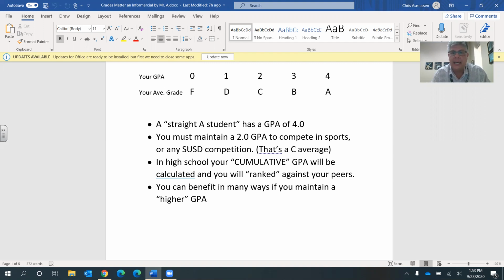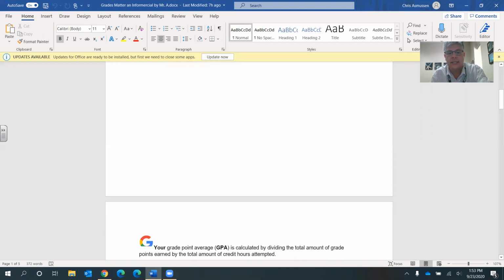So you might get, here at Mojave Middle School, you're going to be on the honor roll, the principal's list. You get recognized for having a higher grade point average. In high school, you might, with a very high grade point average, get money or a scholarship to go off to college and university. So let's take a look at this.